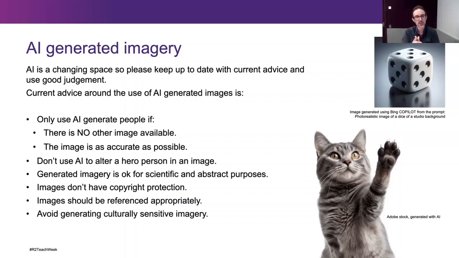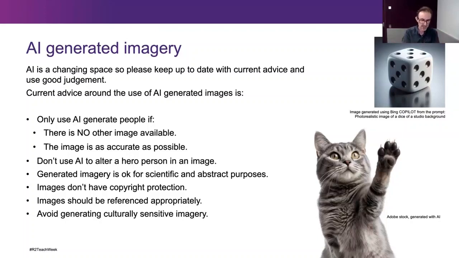You also don't want to use AI to alter the image of a person. So if you have an image of a person or a hero image, you don't want to be using AI to alter that beyond recognition. But what you are generally free to do is use AI imagery for scientific and abstract purposes. So if you needed an image of a dice and you couldn't find a nice one, you can use AI to generate that. And if you need an image of a molecule and you generate that, obviously make sure it is the correct molecule and looks right.